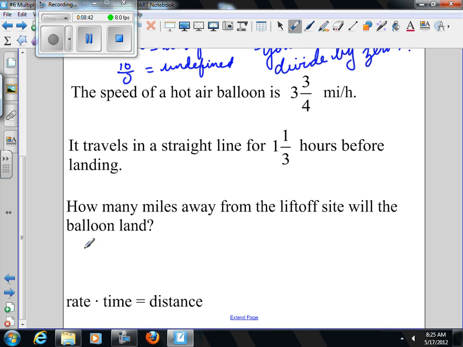So we do know the rate. The rate is 3 3/4 miles per hour. And if I took that and I multiplied it by how long it traveled at that rate, which would be 1 1/3 hours, that would give me the distance. That would give me the answer to my question. So let's go ahead and do that.